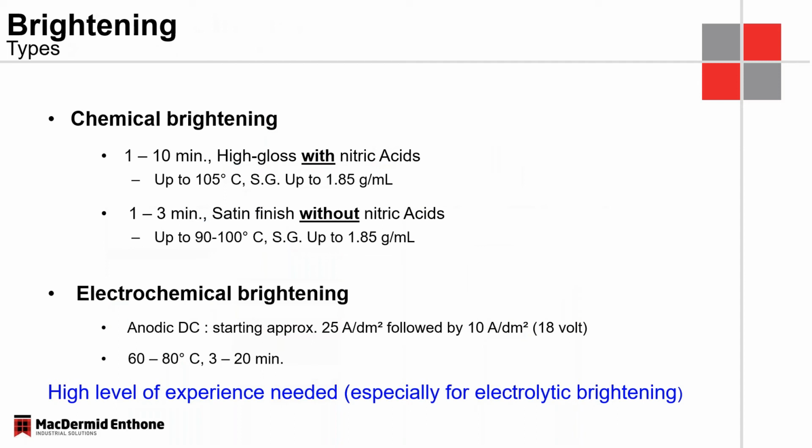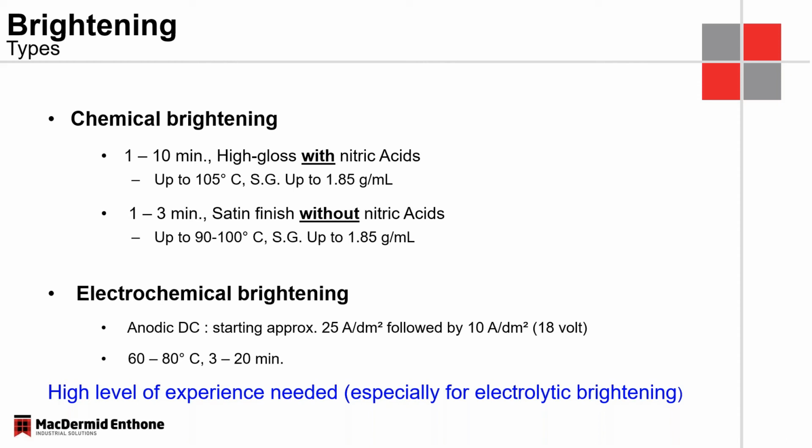So again, this is a little bit what I explained before. The immersion times really vary from a minute to 10 minutes, probably closer to 3 to 5 minutes for the chemical brightening dips. They run at extremely high temperatures, around 100 degrees Celsius, so quite cost intensive.